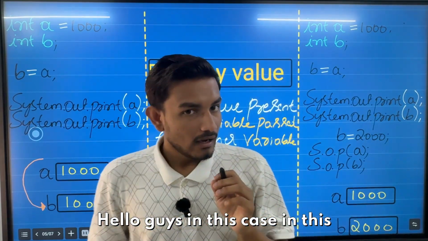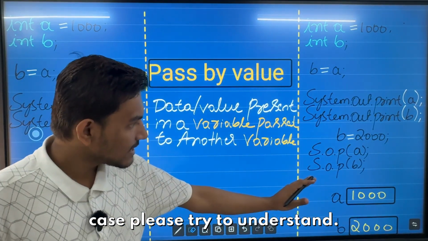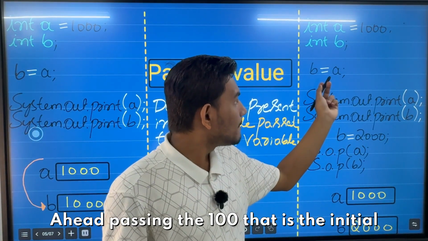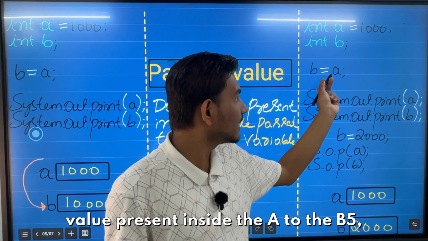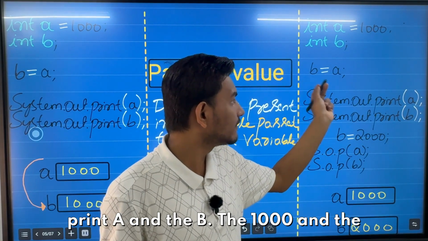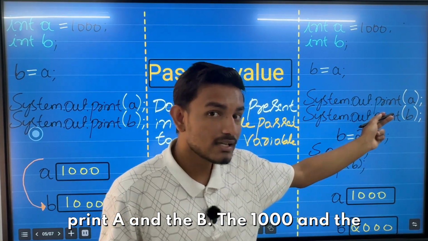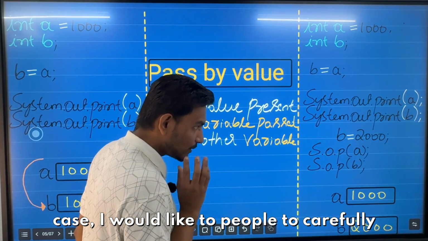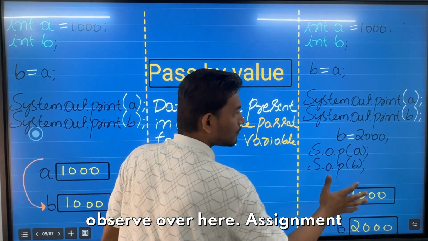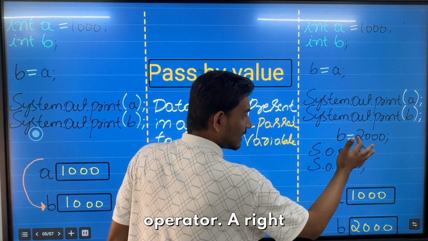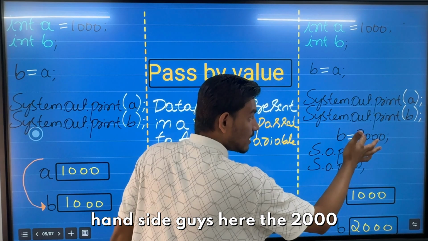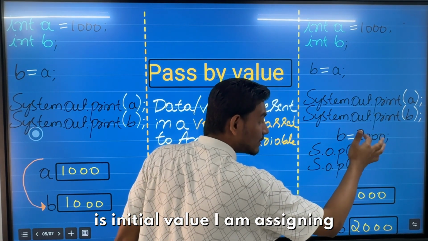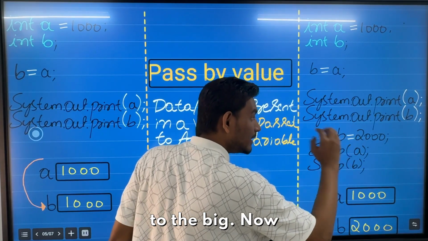Now guys, in this case, please try to understand. I had passed the 1000, the initial value present inside a, to b. If I print a and b, 1000 and 1000 will be printed. Guys, in this case, I would like people to carefully observe over here. Assignment operator, right hand side. Here 2000 is the initial value I am assigning to b.